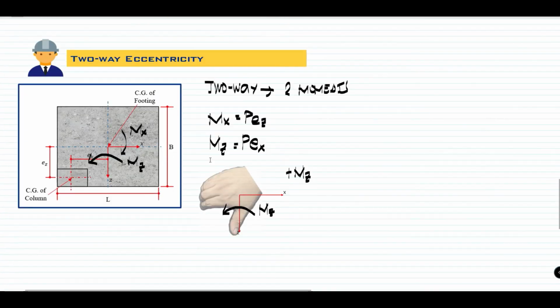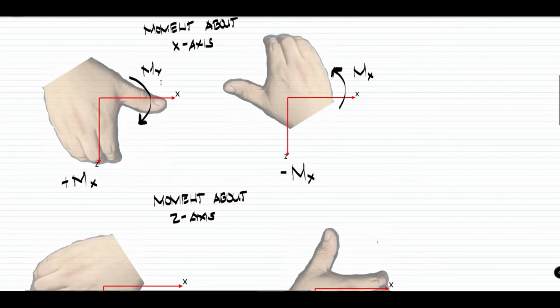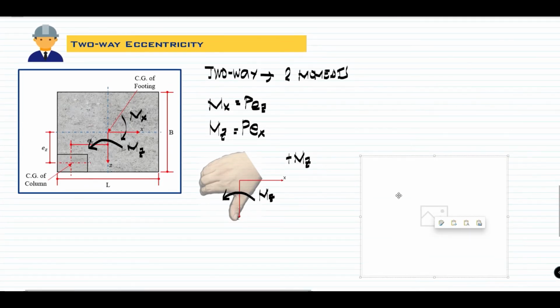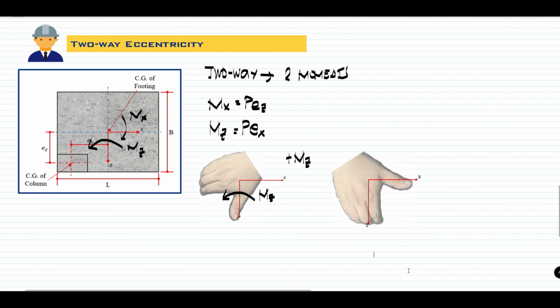And kung kukunin natin yung X, which is pa ganito, so kunin natin yung X na pa ganito, which is ito. So ang i-cause niya na moment is pa ganyan. So nakaturo ulit yung thumb natin on the positive x-axis. So ibig sabihin, this moment about the x-axis is positive Mx, or positive moment about the x-axis.